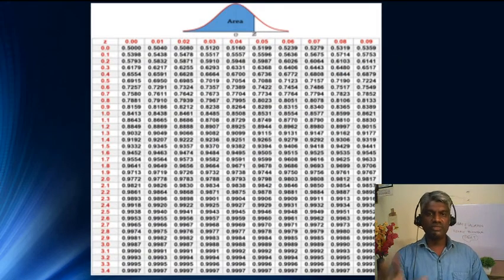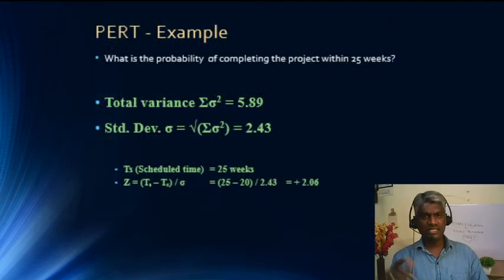Now we are going to use this normal curve table. We'll check how to use this normal curve table when we move to the next slide. See, the Z formula is Ts minus Te divided by sigma. Ts is the scheduled time, Te is the estimated time of completion of the project, divided by the standard deviation.